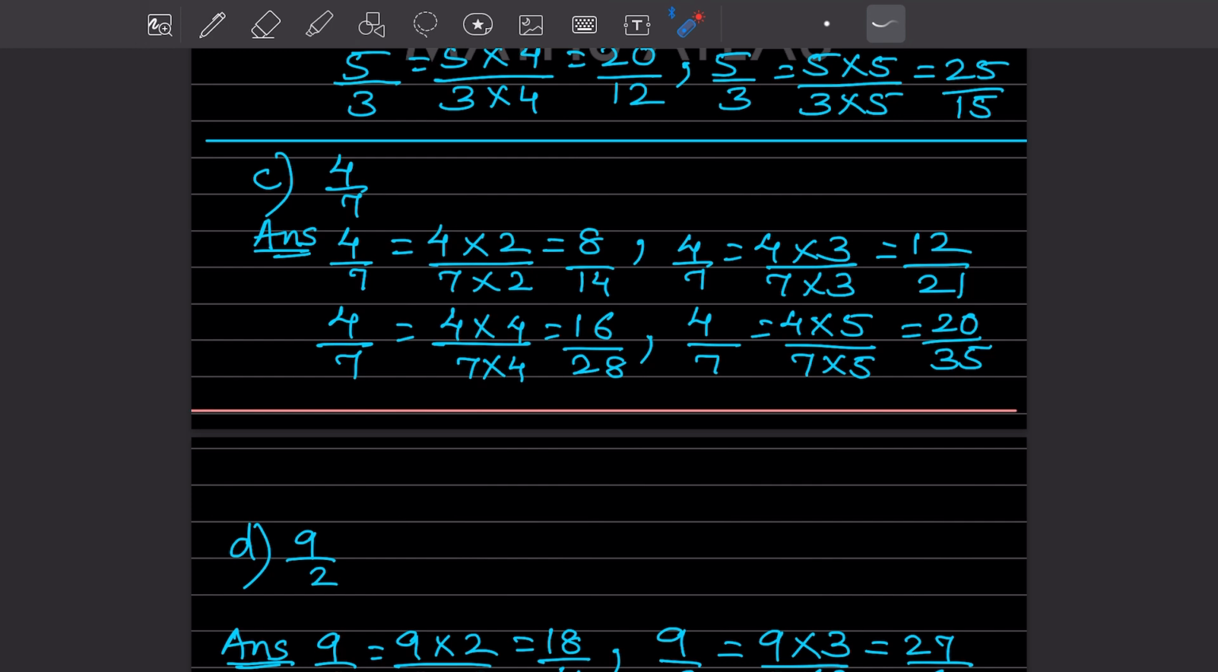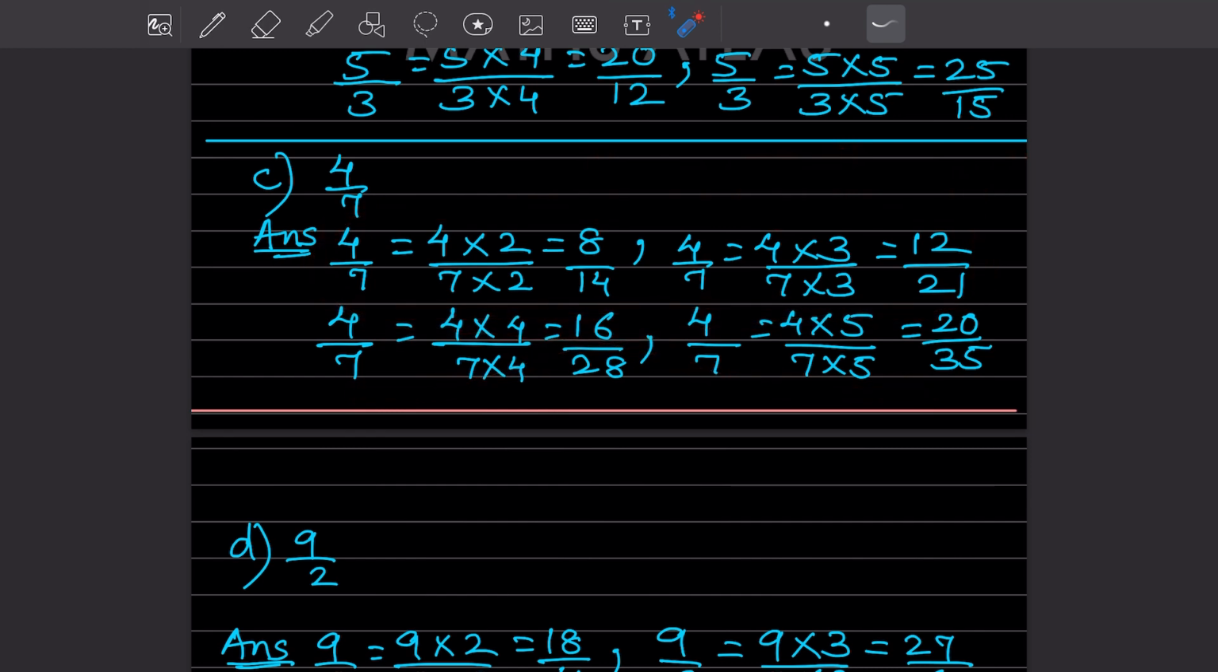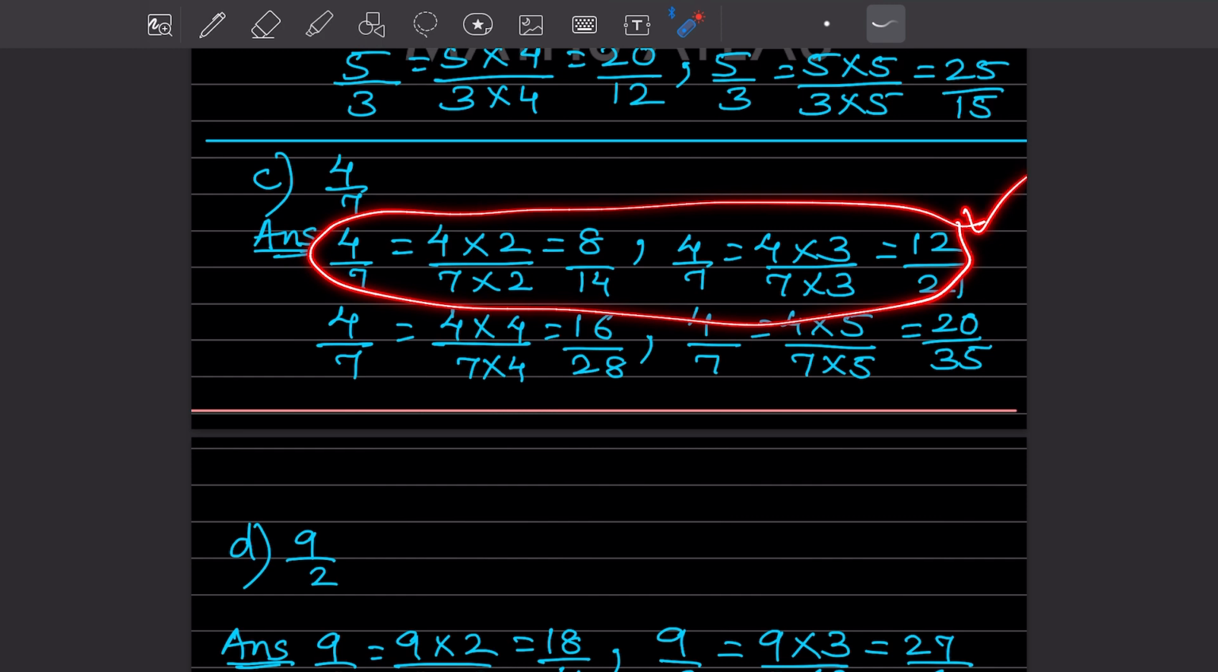In some questions they might ask you to find only 2 equivalent fractions. Then you will just multiply by 2 and 3 and you are done. You don't have to do it with any other numbers. You can just stop at that level.